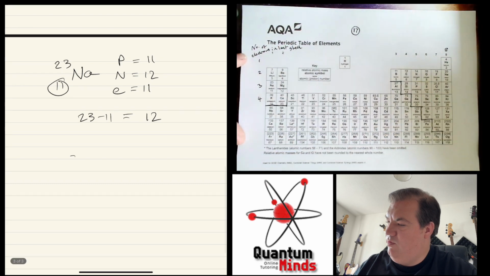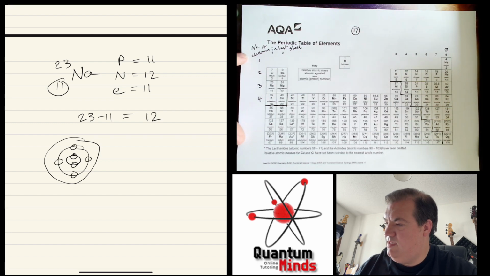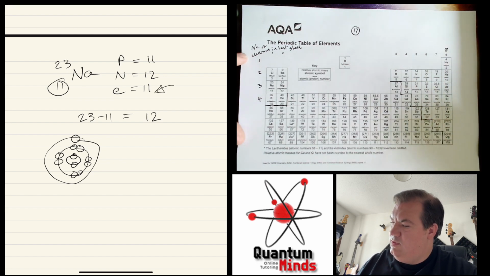So I know I'm going to be drawing 1, 2, 3 shells, and the last one is going to have 1 electron in. So again, north, south, and then next shell, north, south, east, west, north, south, east, west, and then the last one, doesn't really matter where it goes, but we're going to put it there, north. And if we add these up, we can see we've got 2, 8 and 1, and that adds up to this number here, the 11. So 2, 8 and 1.